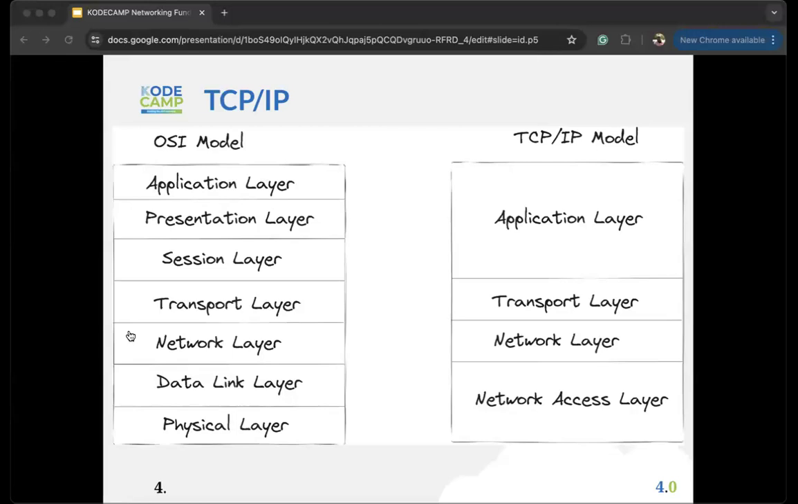For instance, the application layer performs the function of the application layer, the presentation layer and the session layer in the OSI model. And then we have the transport layer, the network layer, and the network access layer on the TCP/IP model.